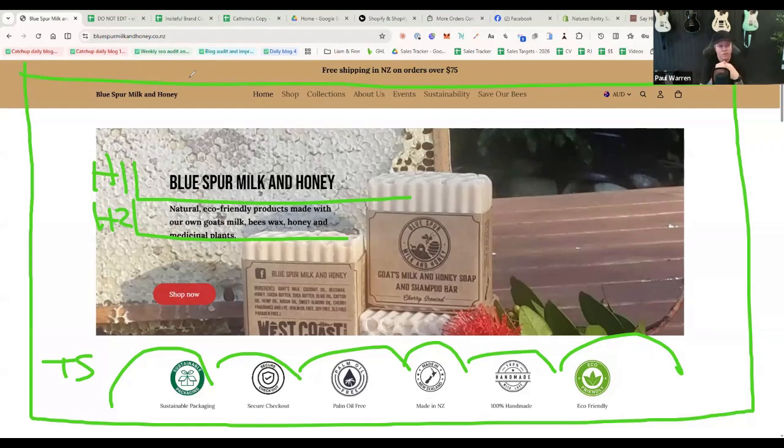And it's the same with your H2. Most people don't sit there and go, natural, eco-friendly products made with our own goat milk, beeswax, honey, and medicinal plants, right? That's not what they're seeking. They're seeking how your product ultimately helps them and helps the planet and helps other things. So when they read it in their brain, they go, yes, yes, yes.